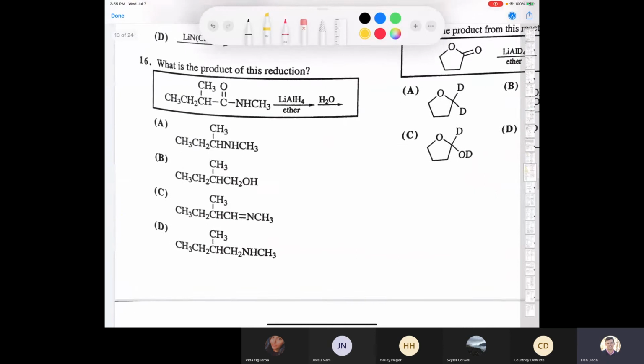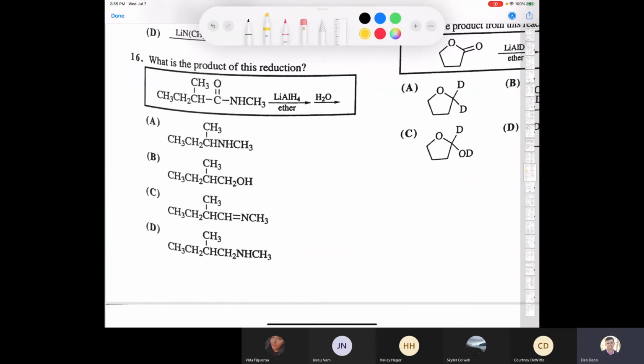Let's try one more from this section. This one is just the reduction of an amide. This is another reaction that we looked at, the reduction of an amide. And there's no mechanism for this in our textbook.